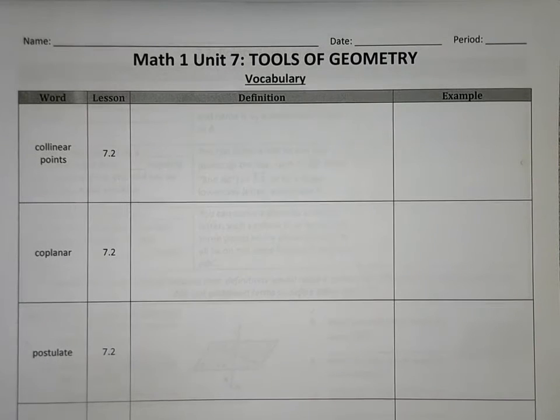Okay, so today we're going to start Unit 7. We're skipping 7.1, so we're just going straight into 7.2, because 7.1 is like a review of very easy concepts that you do in 7th grade that we're not going to worry about. So for 7.2, we have 3 vocabulary.